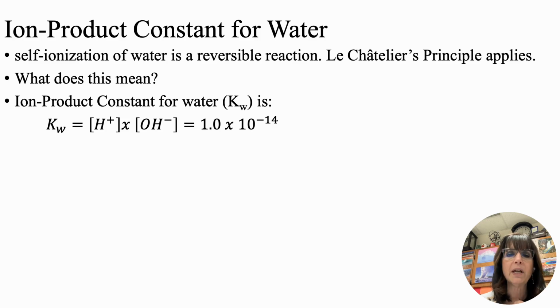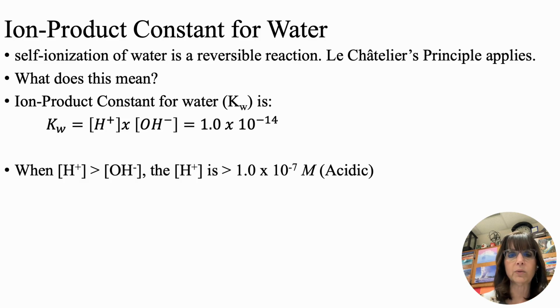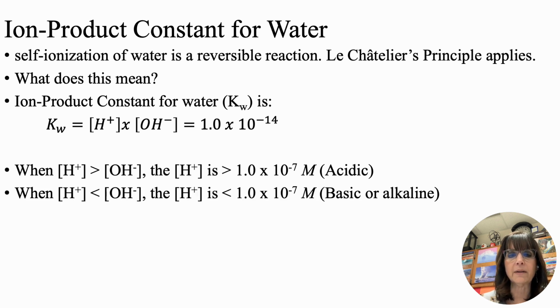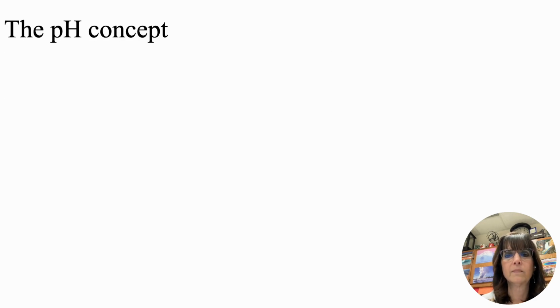But here's what you need to know. Hydrogen ion concentration times hydroxide ion concentration always equals 1 times 10 to the negative 14th. So if I give you a hydrogen ion concentration, you can plug that value in and solve for OH. Or you can plug in for OH and solve for H. It's really pretty handy. And again, when the H concentration is greater, it's acidic. When it's greater than the OH, or when H is greater than 1 times 10 to the negative 7th. When OH is greater, it's going to be basic.